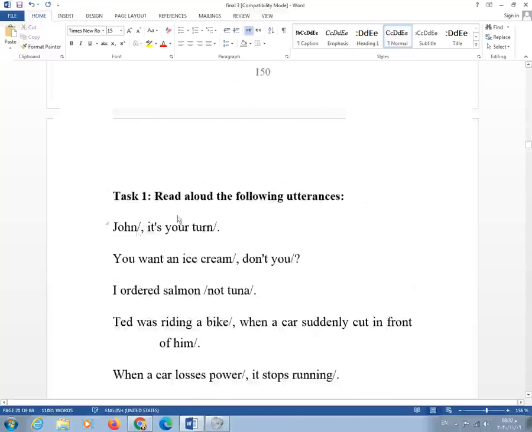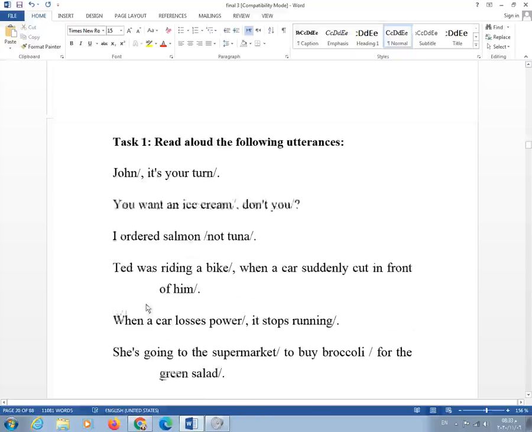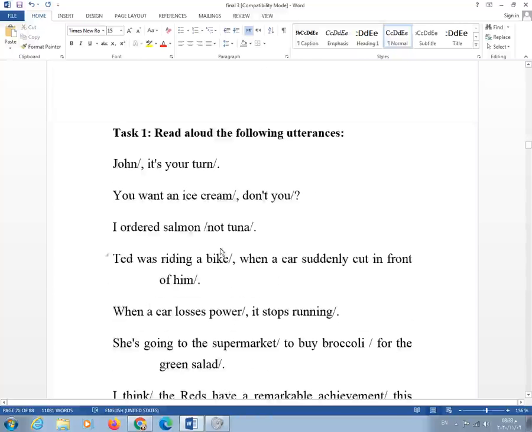Okay. You want an ice cream? You want an ice cream, don't you? Rising in both. I ordered salmon, not tuna. Okay. Ted was riding a bike. Okay, do you see how I did it? Ted was riding a bike when a car suddenly cut in front of him.